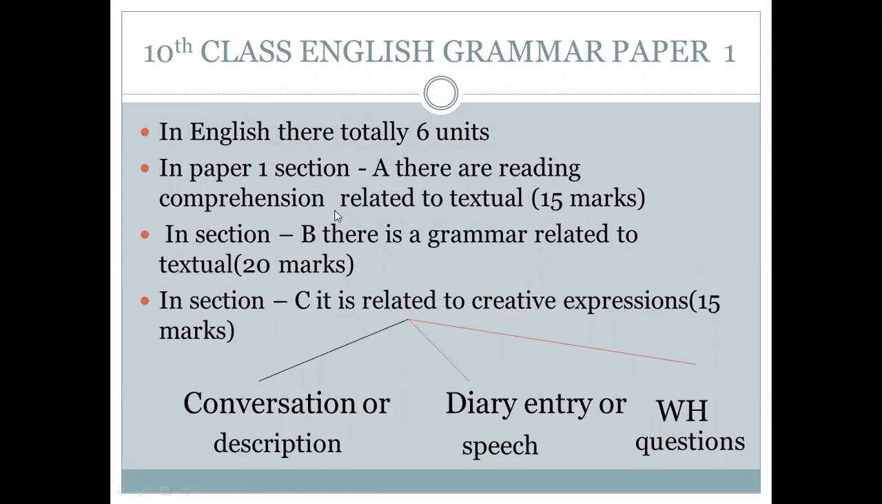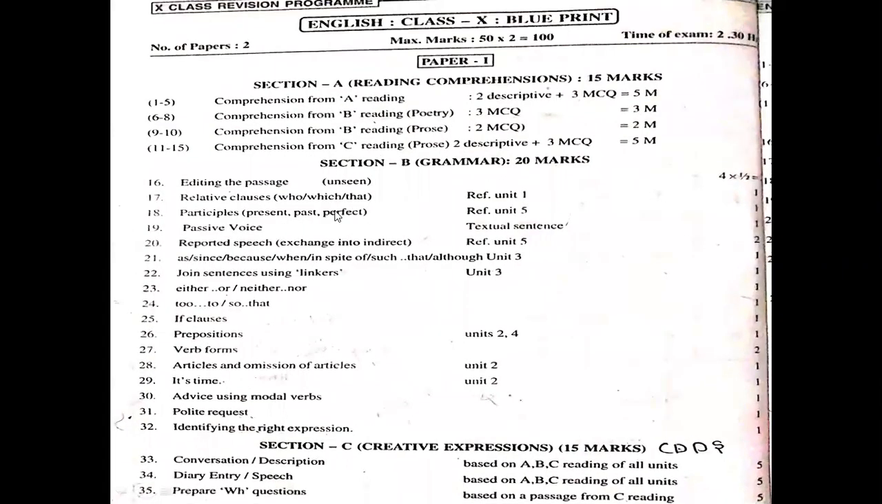In section C, there are conversational description, diary entry or speech, and the new item called WH question. If you see the blueprint in paper 1, section A reading comprehension has 15 marks, with comprehension from A reading, B reading which is prose, and C reading. And from section B grammar, questions 16 to 32. In this session, we are going to discuss only grammar and the new item called WH questions. I will clarify all the doubts related to your grammar in this session.